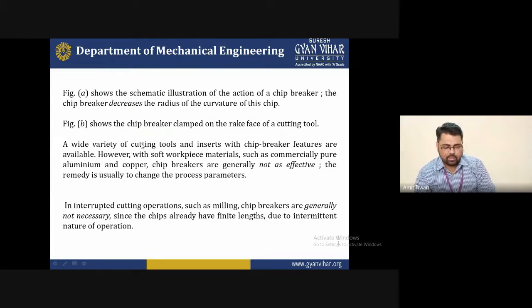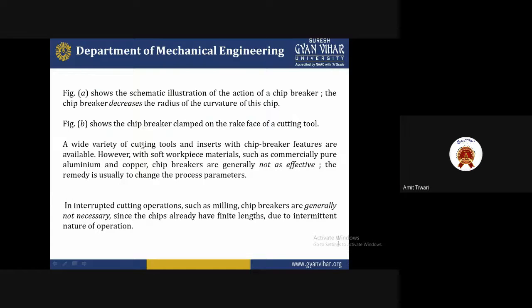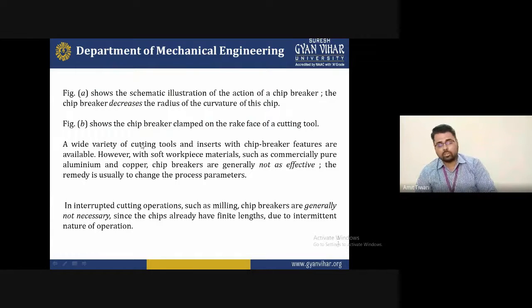These are all important for us to understand: during machining or metal cutting, if the chip formation is not appropriate, as we discussed in today's lecture, we require some chip breaker instrument for that. This also indicates that in interrupted cutting operations such as milling, chip breakers are generally not necessary, since the chip already has a finite length due to the intermittent nature of the operation. So if you are doing a milling operation on a milling machine, chip breakers are generally not used.